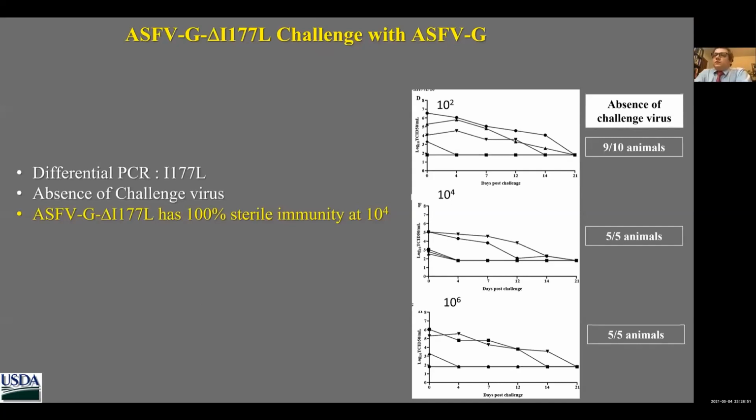I also want to point out, we looked at differential PCR of I177L, and after challenge, we found that there was absence of challenge virus. We found absence of challenge virus in 9 out of 10 animals that received 10 to the 2 vaccine, and 5 out of 5 animals at doses 10 to the 4 or higher. And this tells us that African Swine Fever, Georgia, delta I177L has 100% sterile immunity at doses of 10 to the 4 or higher.